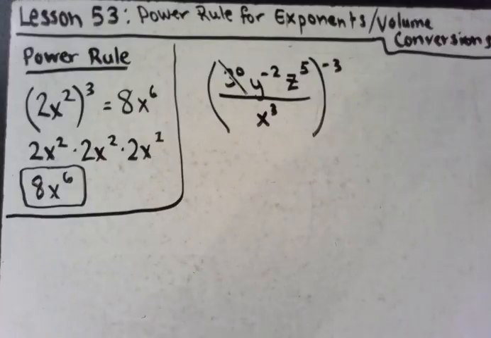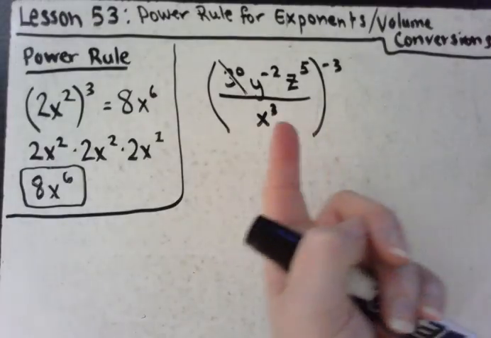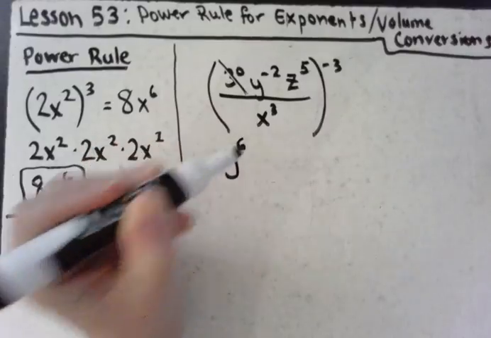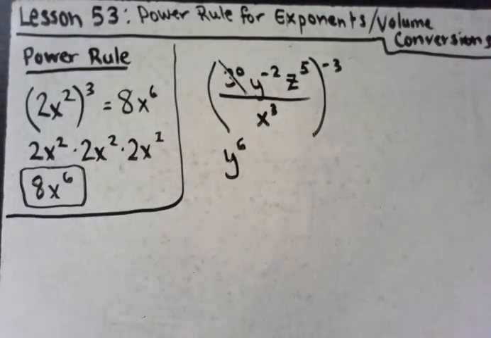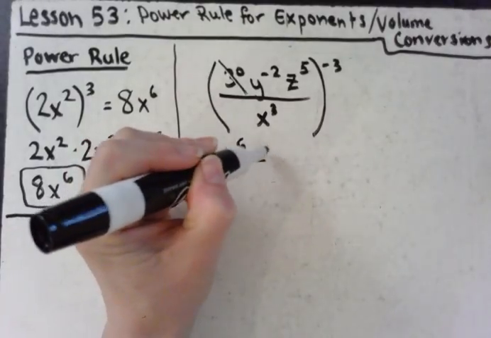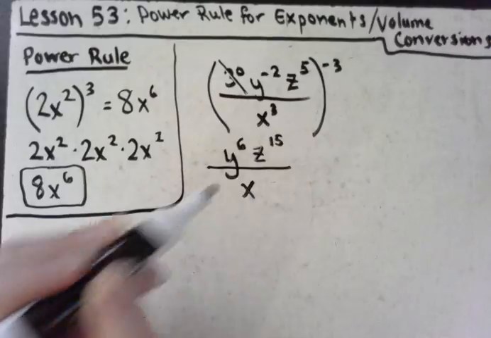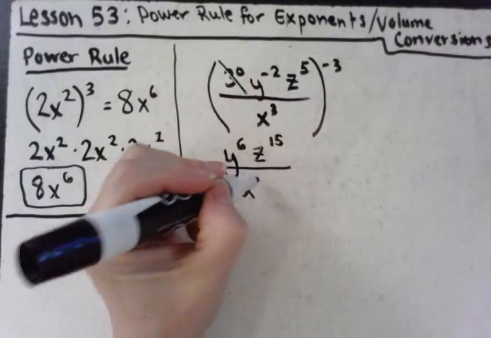So if I look at y to the minus 2 and that's taken to the minus 3, it becomes y to the positive 6th power because we multiply the exponents. Same with the z. Multiply the exponents, I get z to the negative 15th power. And then on the bottom I've got x to the 3rd, and then we multiply that to negative 3, so it's now x to the negative 9th power.